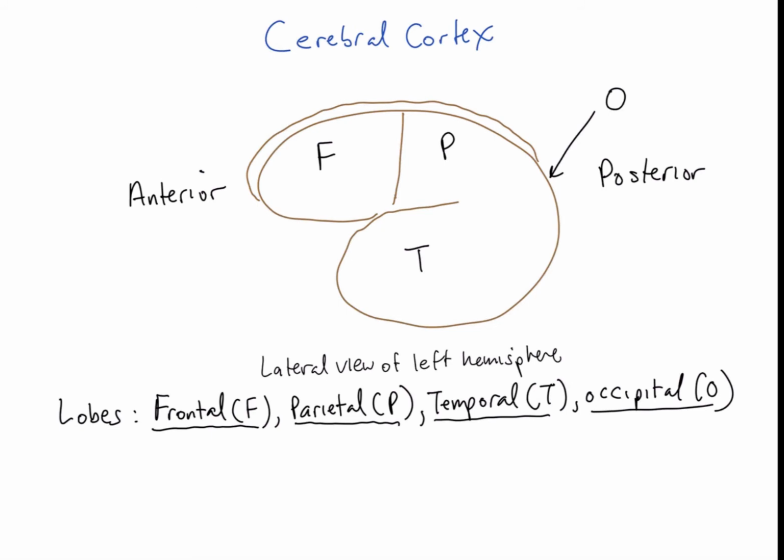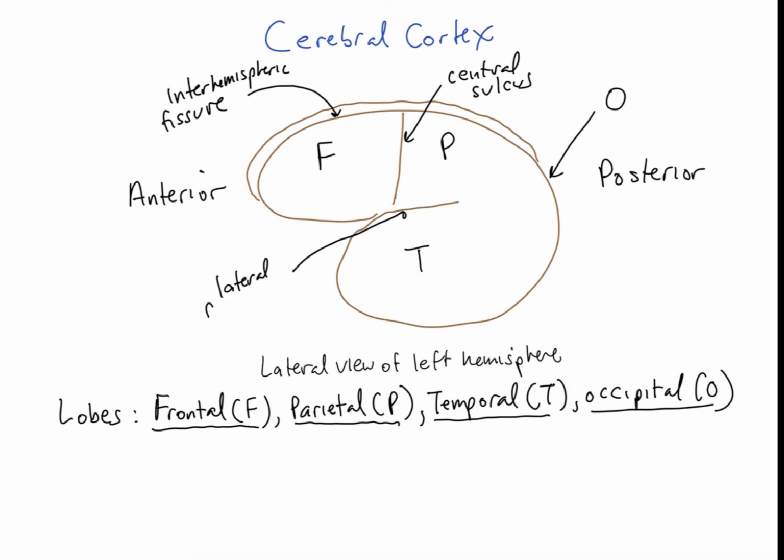So now let's label that interhemispheric fissure that separated the two hemispheres right here. We also have a central sulcus that separates the frontal and parietal lobe, and we have a lateral fissure that separates the frontal and parietal lobes from the temporal lobe.